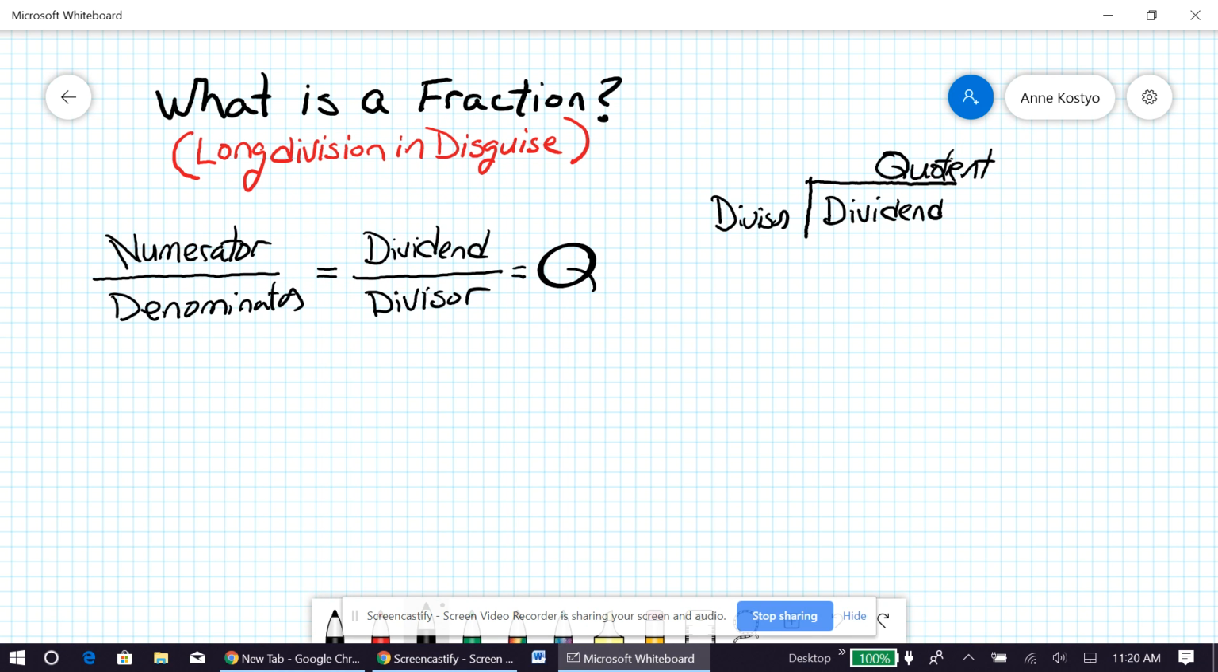I hope this has helped clear up what a fraction is. And remember, fractions are our friends.